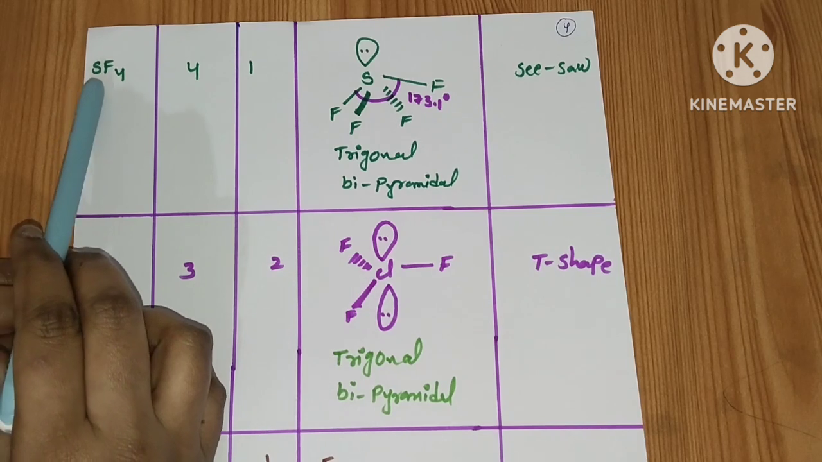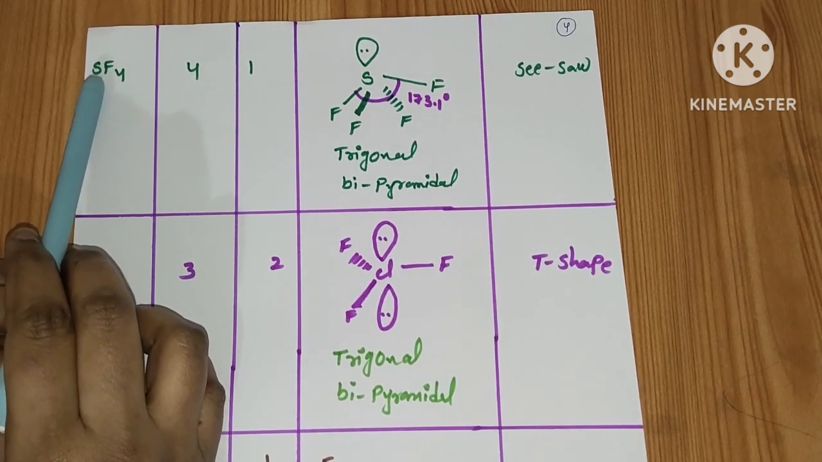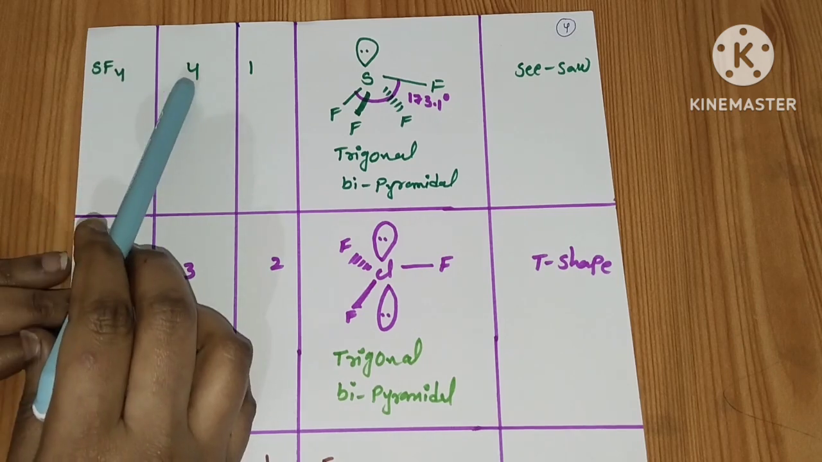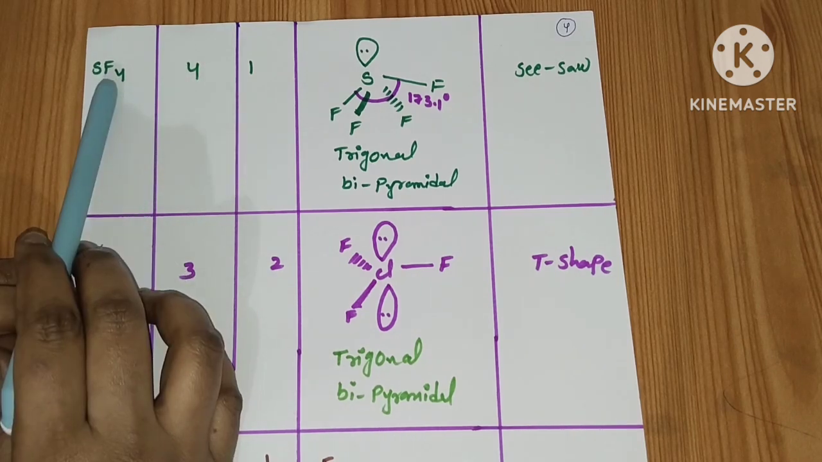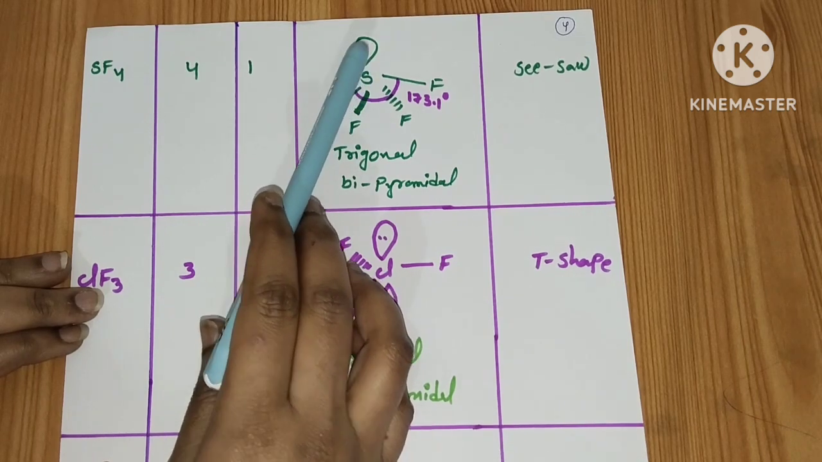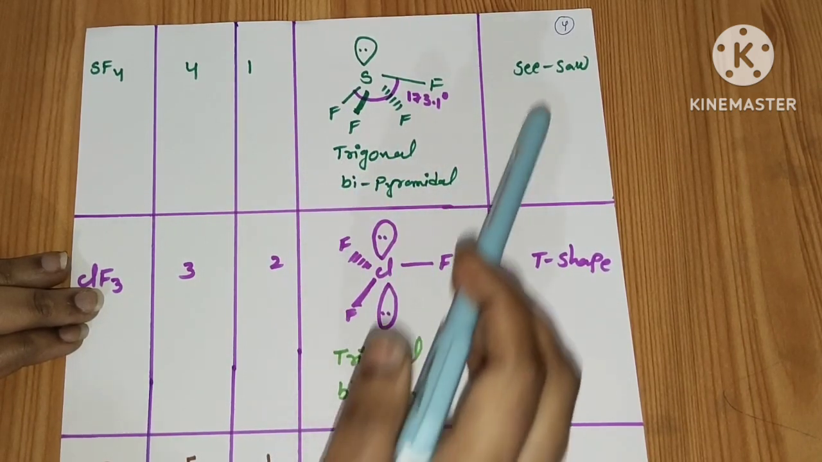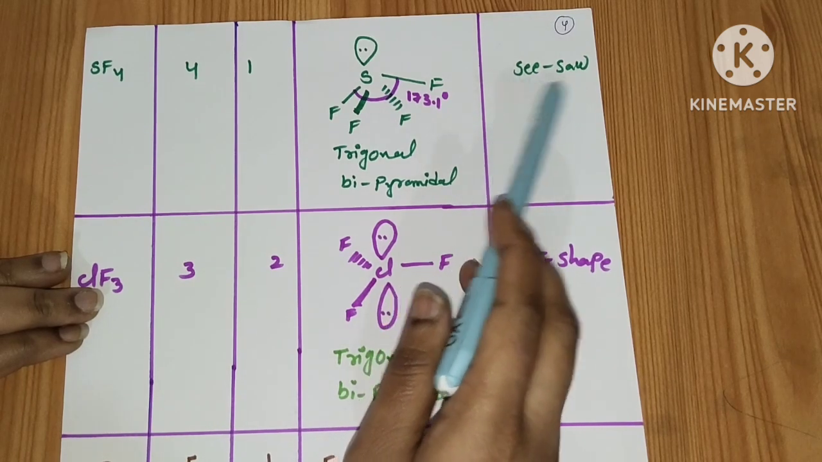Next example, SF4. Here sulfur is the central atom and bonding pairs 4, meaning it is attached to 4 fluorine atoms, and lone pair is 1. The geometry of the molecule is trigonal bipyramidal and the shape of the molecule is seesaw.